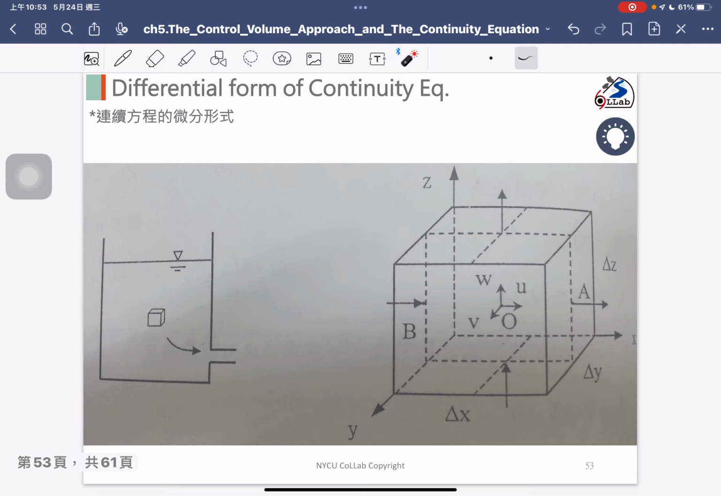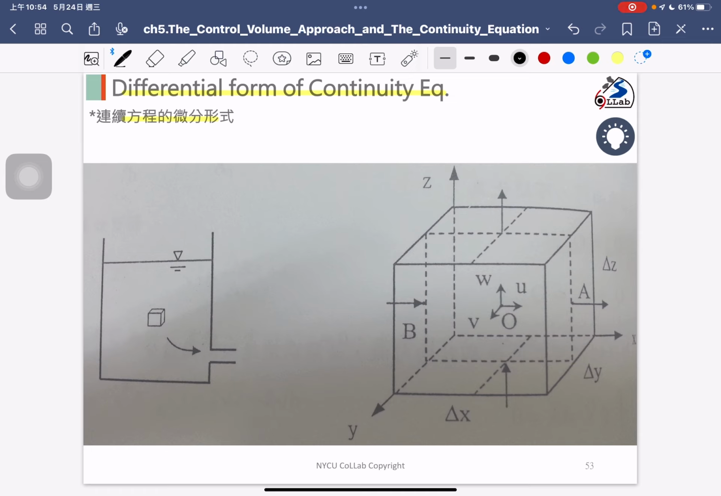Okay, and the final topic I wanted to teach is the continuity equation, but in differential form. Sometimes we call that the 连续方程的微分形式. Okay, so this is our final topic, and I wanted to share the idea with you.